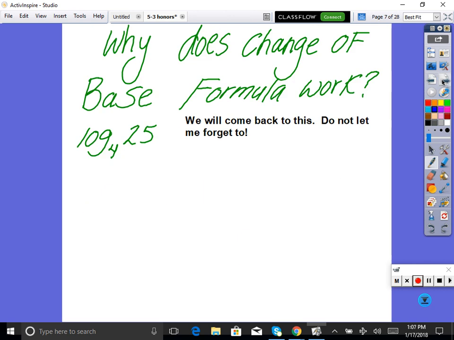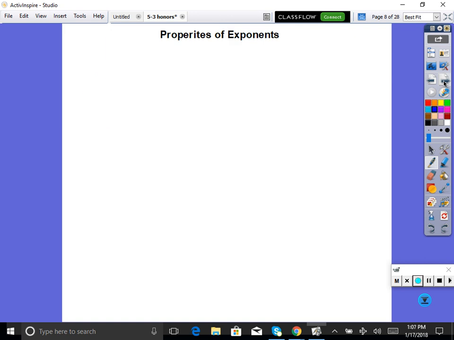Okay, cool. Now, we'll come back to why the change of base formula works once we've learned some more stuff, because it will make more sense. Okay, you do not need to write this part down. You learned this back in secondary math 1. So I'm going to teach you how I teach properties of exponents very quickly.